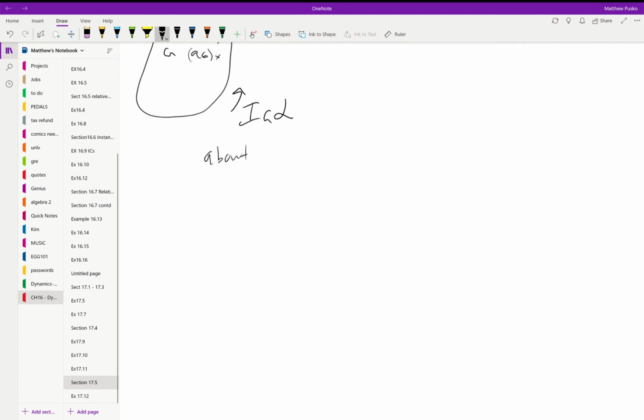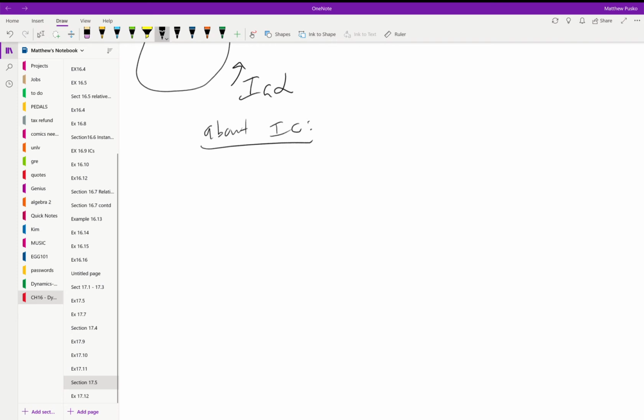What about the instantaneous center? The summation of the moment about the instantaneous center is equal to I about the instantaneous center times alpha. And that's the same as the summation of the moments about O is equal to IO alpha.